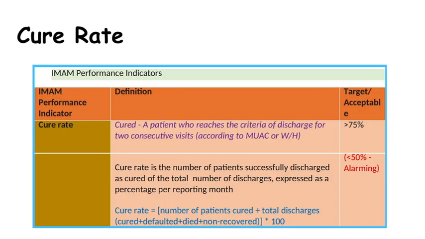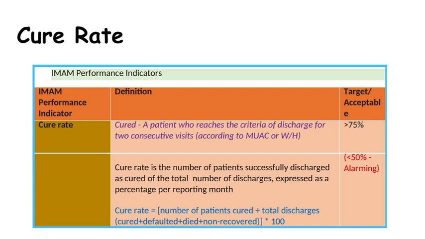So, we will then look at how we define the IMAM performance indicators and our targets. The cure rate. For a patient in the IMAM program to be classified as being cured, this is a patient who reaches the criteria of discharge for 2 consecutive visits according to MUAC or weight for height. The criterion of discharge can also be checked in the IMAM protocols or the IMAM guidelines. So the cure rate is the number of patients successfully discharged as cured of the total number of discharges as expressed as a percentage per reporting month.